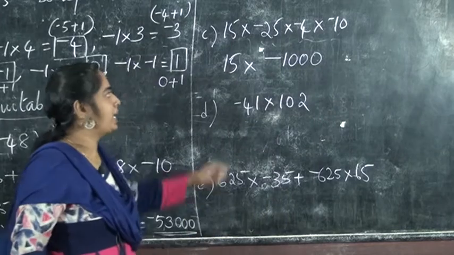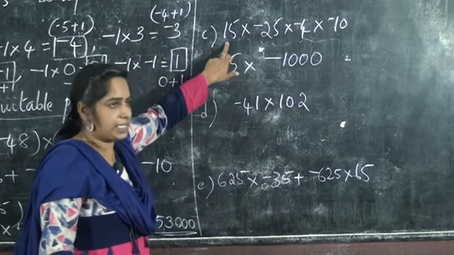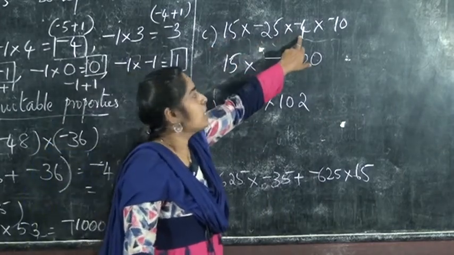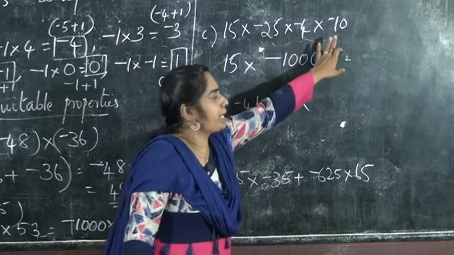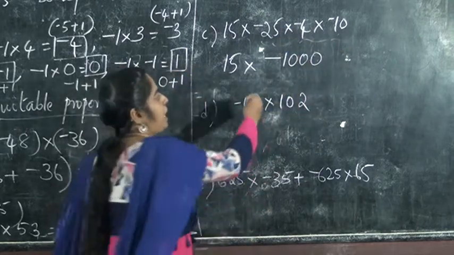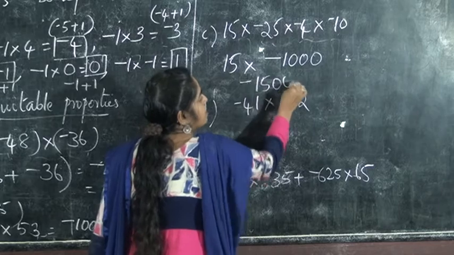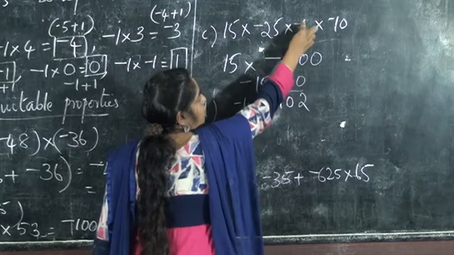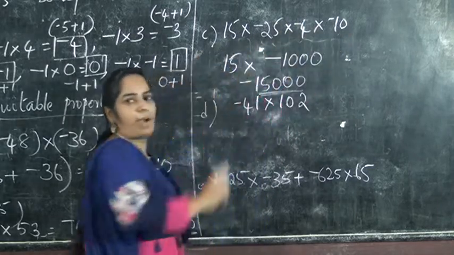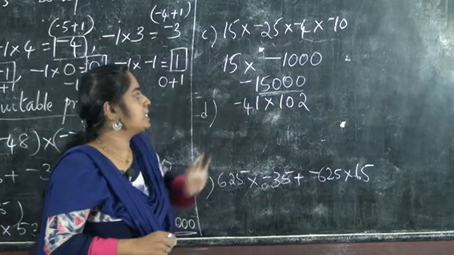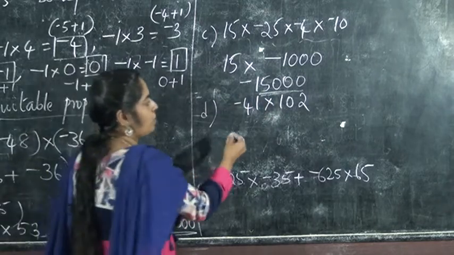You all understand that? Here 15 comes here itself. 25 into 4 is what? 100. 100 into 10 is what? 1000. So it becomes minus 15000, isn't it? Minus into minus is plus, plus into minus is minus. So it becomes minus 15,000. Okay, children, you all understand?